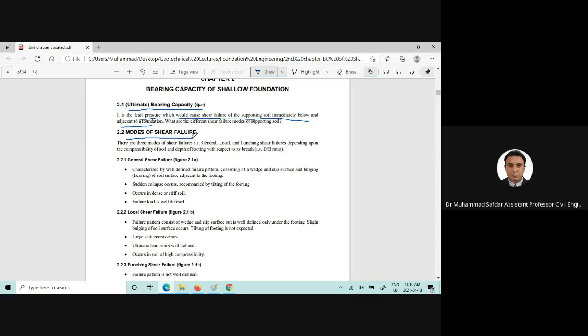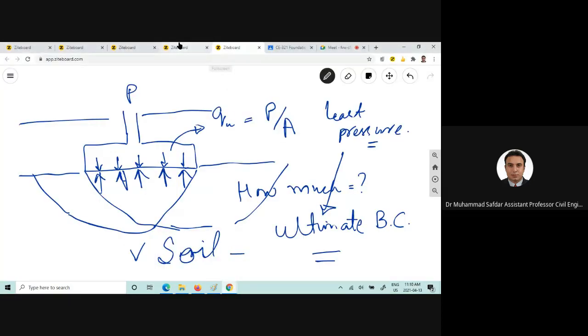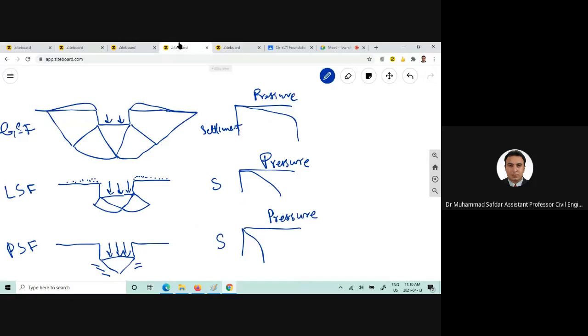Now, what are the different modes of shear failure? That would be the next question we'll raise in our minds. There are three types of shear failures: the general shear failure, local shear failure, and punching shear failure. In order to understand the different modes of shear failure, we need to look at this drawing. For example, this is the case of the general shear failure.